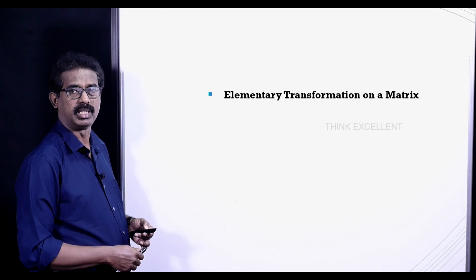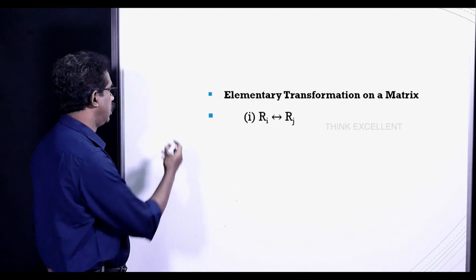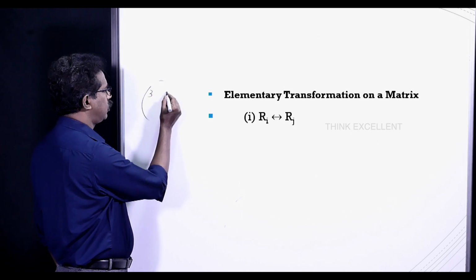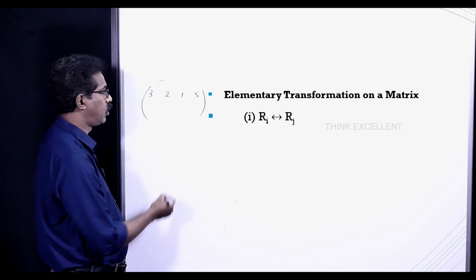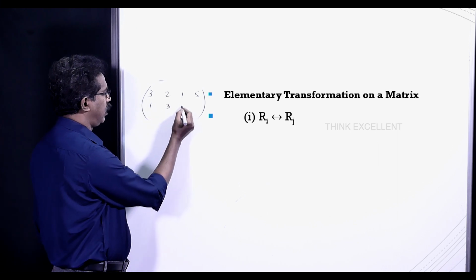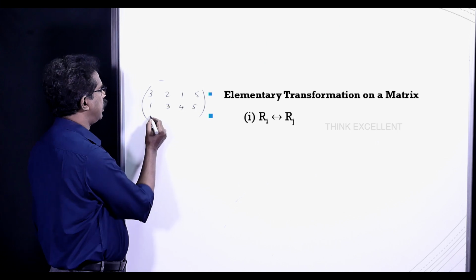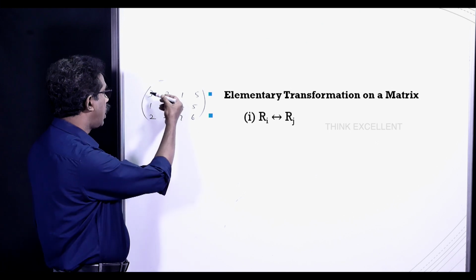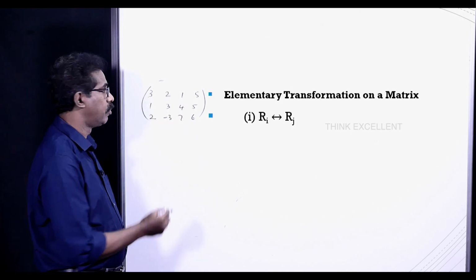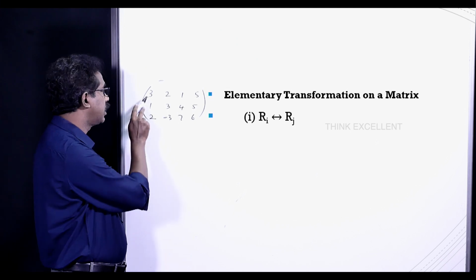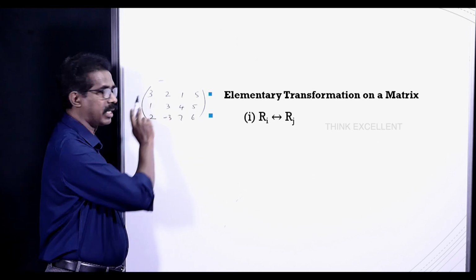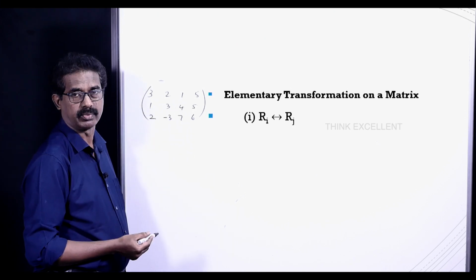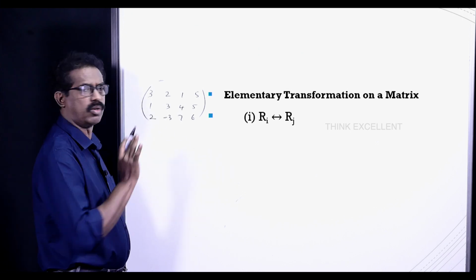The first transformation is that 2 rows can be interchanged. Suppose you have the first row 3, 2, 1, 5. Second row 1, 3, 4, 5. Then 2, minus 3, 7, 6. I want the first element of the first row to be 1. But 1 is not there, right? How can you make it 1? One method: you divide by 3, and you can make it 1. But if you divide by 3, you will get fractions everywhere, and then the remaining calculation will be tough. So don't divide. If there is no other way, go for that.